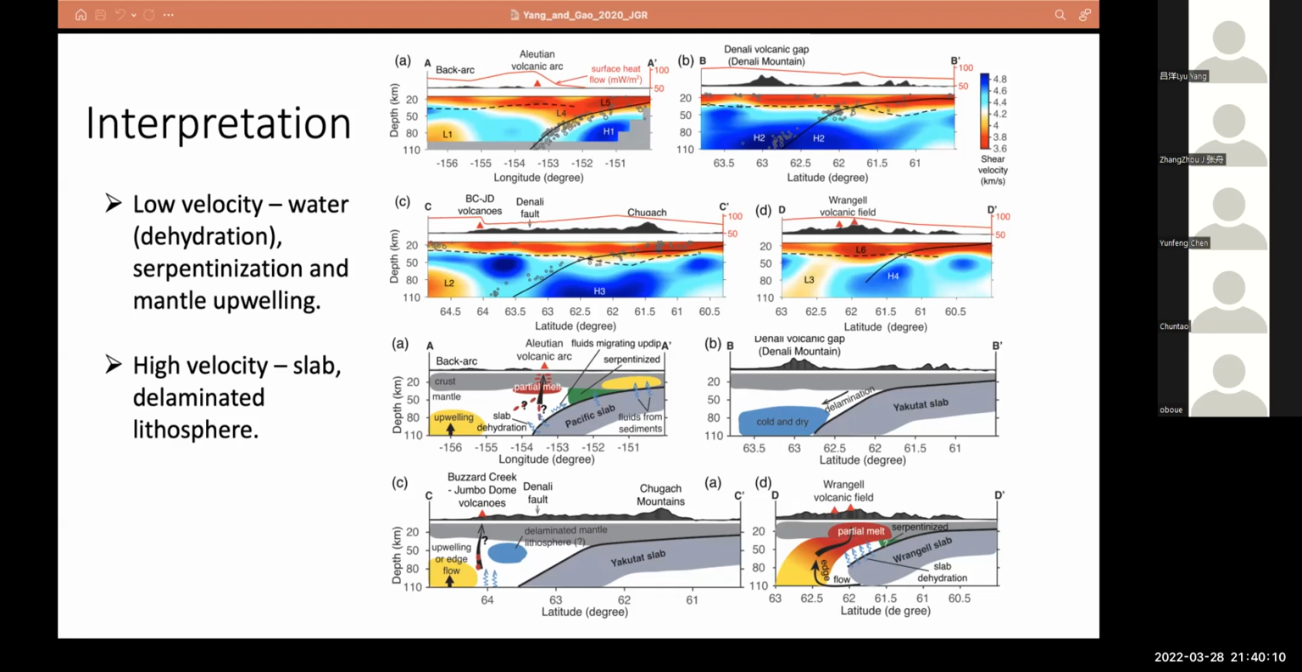But the interpretation is not convincing, I think, for two reasons. You look at B here, this B below. If they have a cold and dry delamination, then for the rest of the white parts lying between the slab under the volcano or somewhere, with all these white areas, according to the other cartoons they draw, that should be filled by the convective mantle, which should have a higher temperature.